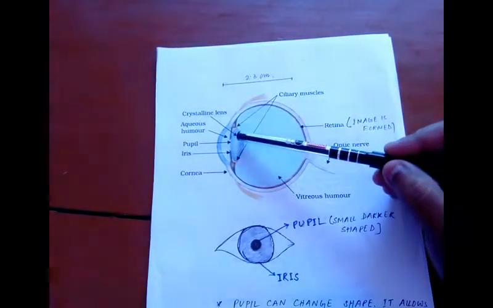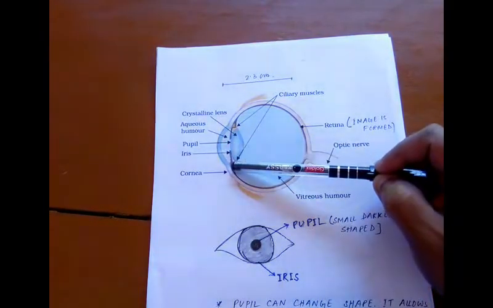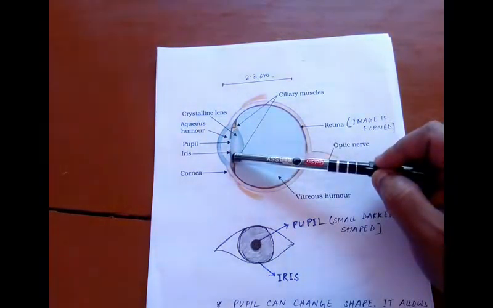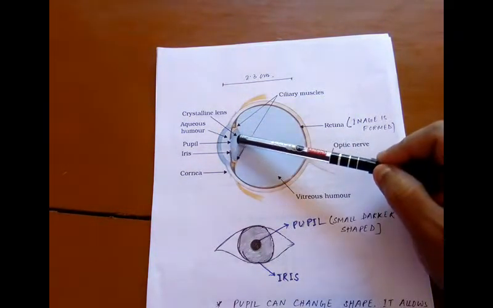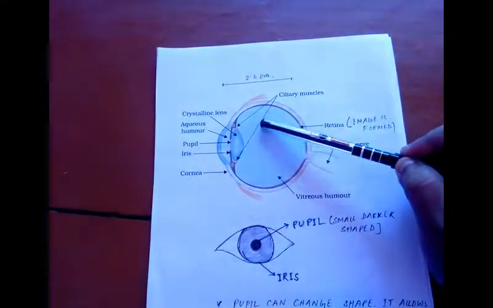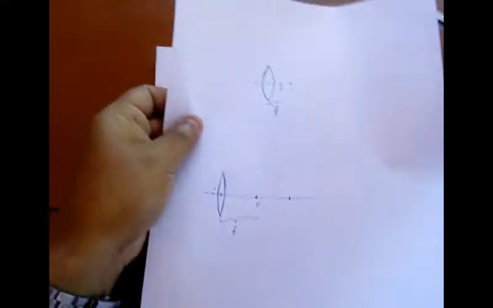What happens when the eye lens becomes thicker or thinner? That is also one important thing. Let's see what happens when the ciliary muscles contract or when they are relaxed. So I have drawn another diagram for that.